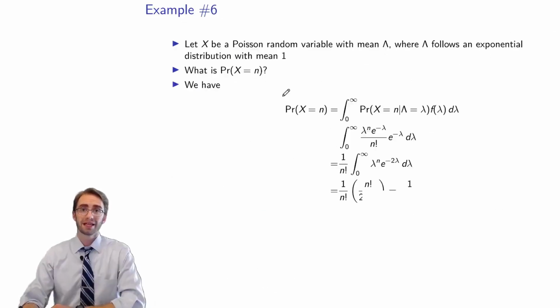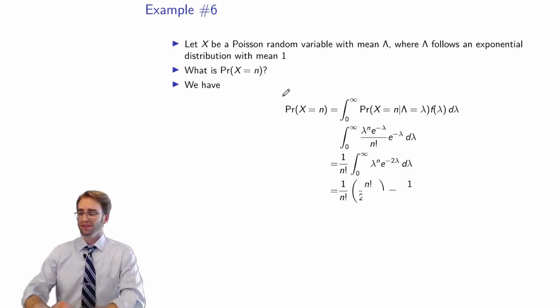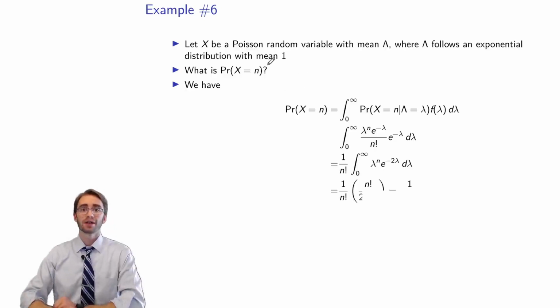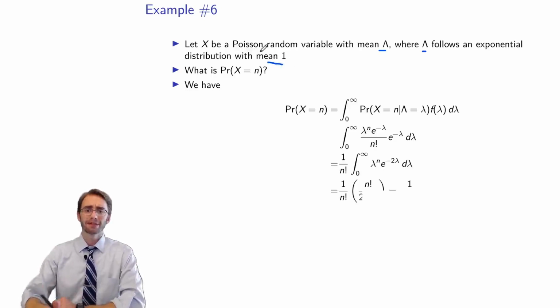The next example is mostly an exercise in abusive notation. That's what's really going on here. So you've got x, which follows a Poisson distribution, and the mean for that Poisson distribution is capital lambda, and lambda follows an exponential distribution with mean 1. Let's write out some PMFs and PDFs to make sure we keep ourselves aligned here.